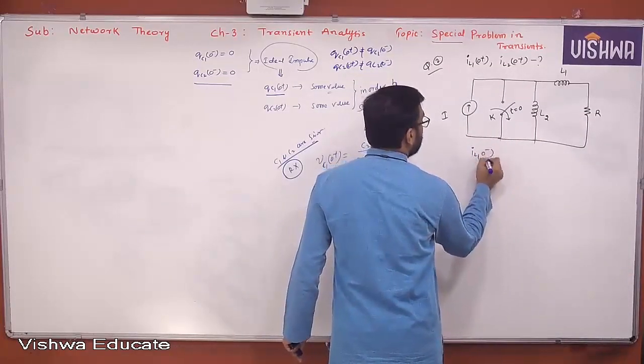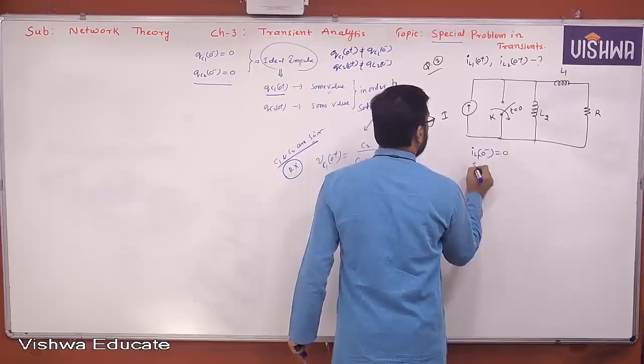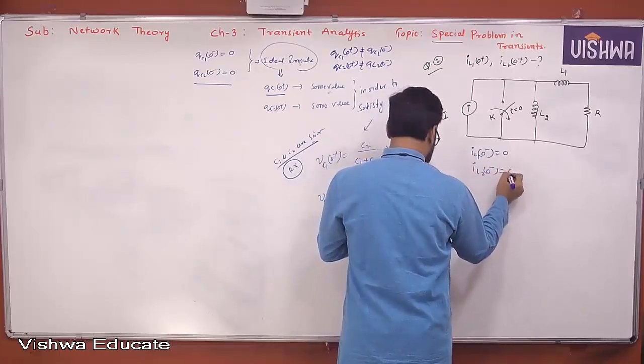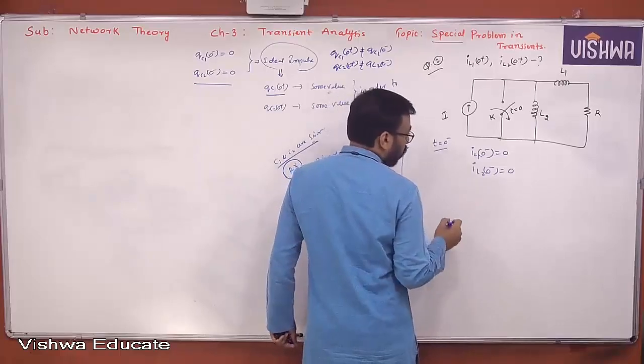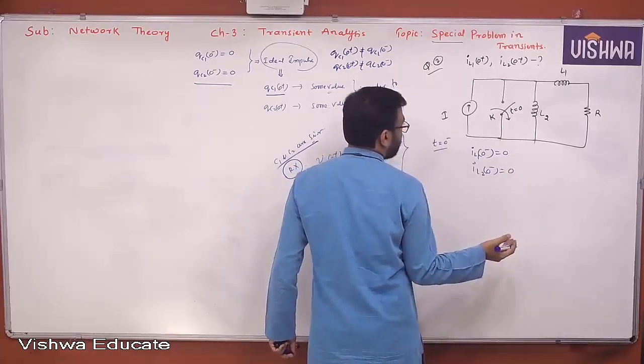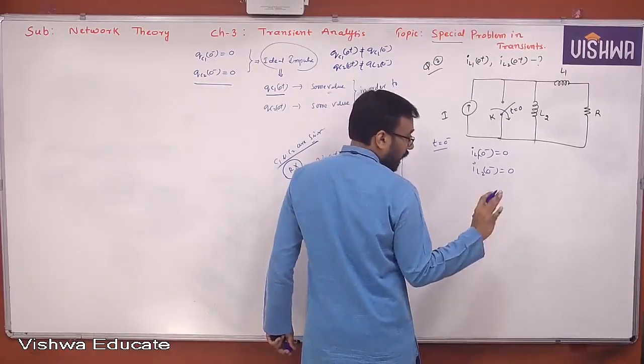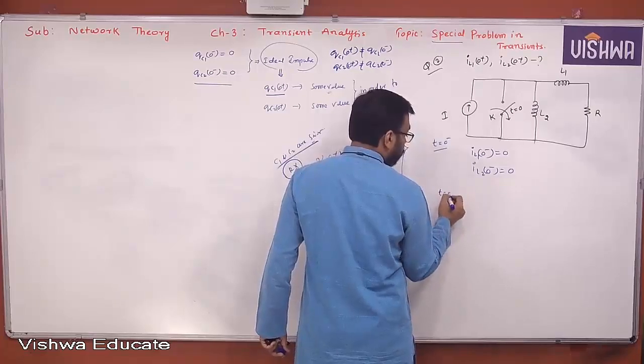IL1 of 0 minus is 0. IL2 of 0 minus is also 0. This is at t equal to 0 minus. I told you before, you cannot just conclude IL of 0 plus is equal to 0 minus. Better you go for what? t equal to 0 plus.